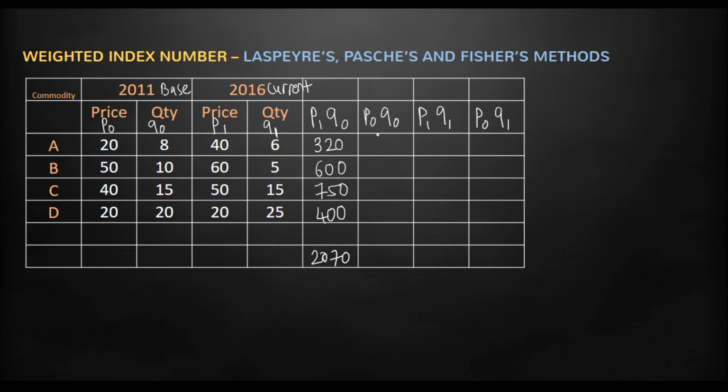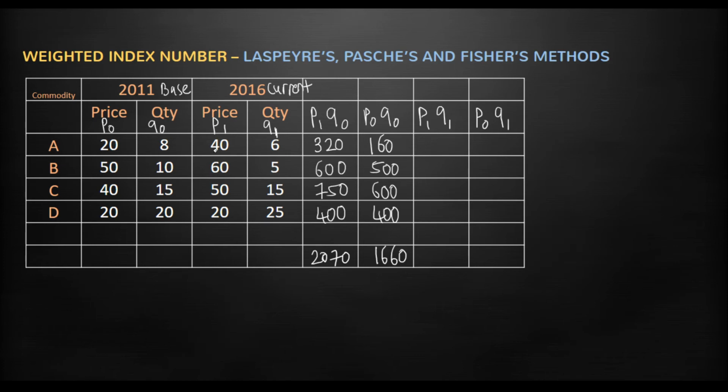Now let us do P0 Q0. This is my P0, this is Q0. We have to multiply them both. 8 into 20 will be 160, and in such a manner 50 into 10 is 500, 40 into 15 is 600, and 20 into 20 is 400. The total of it will be 1660.